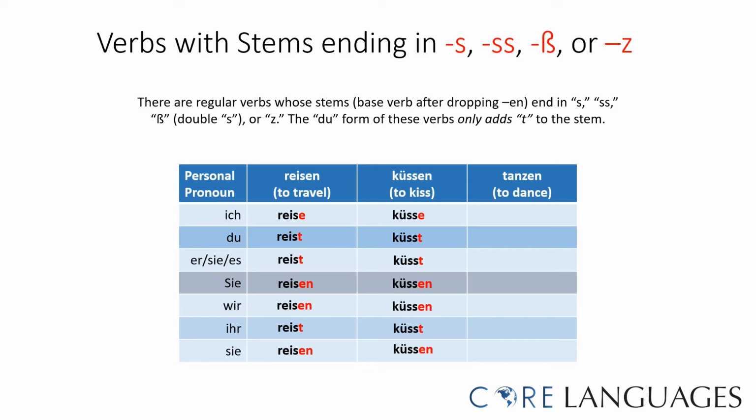Tanzen, to dance. The verb stem ends in z. Ich tanze, du tanzt, er, sie, es tanzt, sie tanzen, wir tanzen, ihr tanzt, sie tanzen.